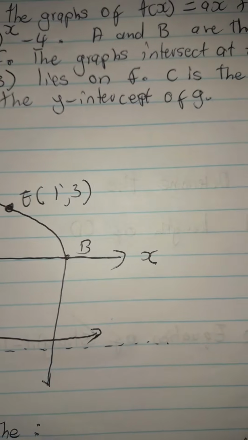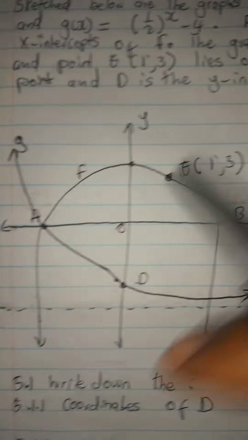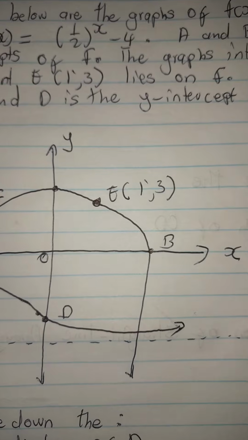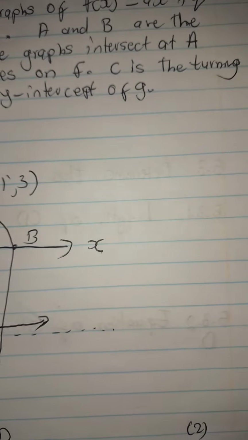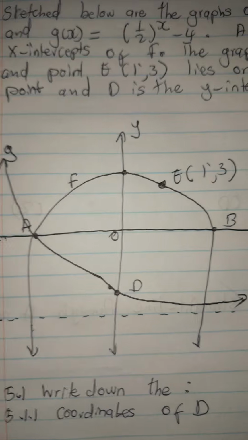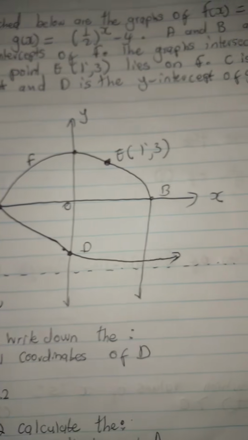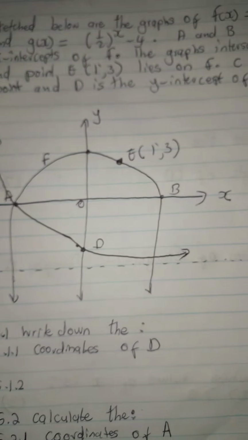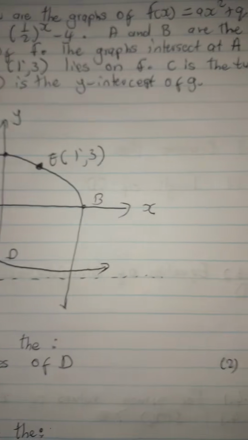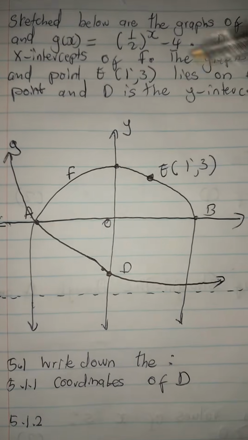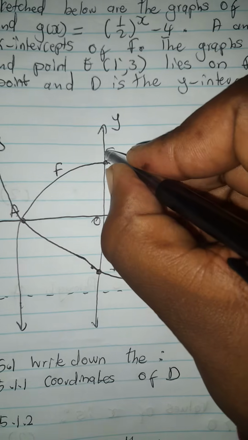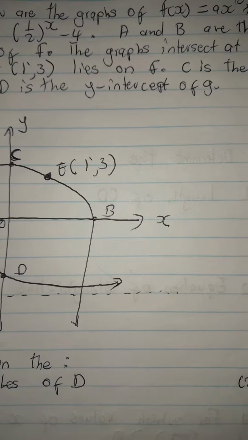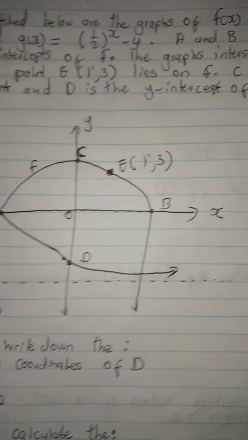The graphs intersect at a. Wow, that's a point of intersection. And point E is given as (1, 3) that lies on f. C is the turning point. Okay, C, we are being told that it's the turning point. Which turning point of what? It's the turning point of f, so C should be here. And D is the y-intercept of g, which is the graph of an exponential.